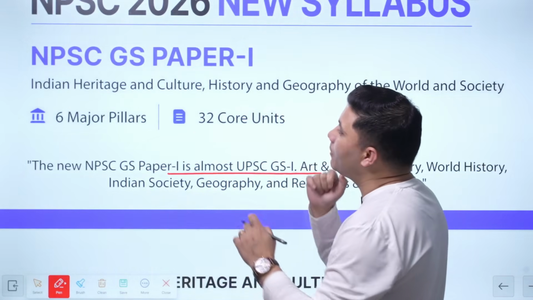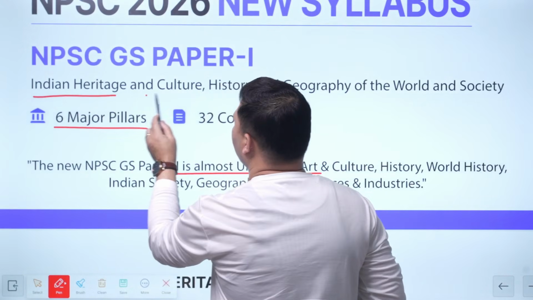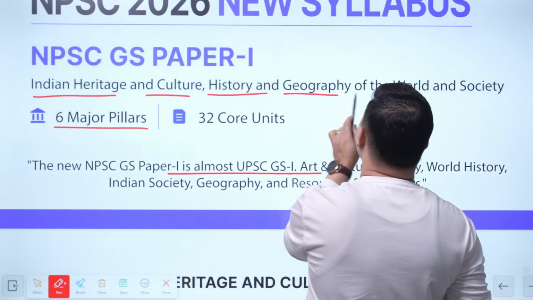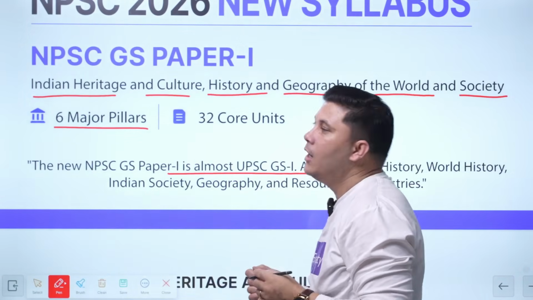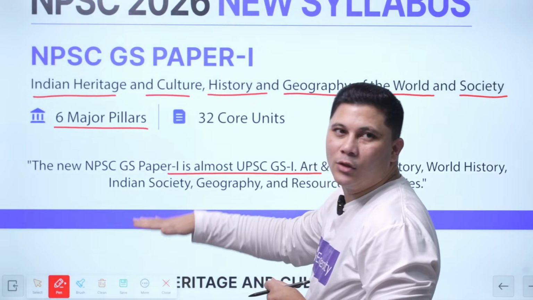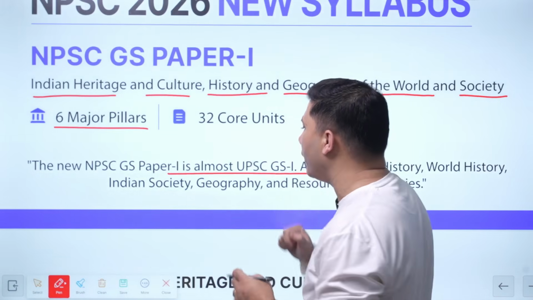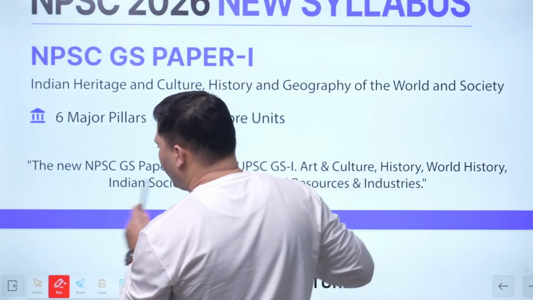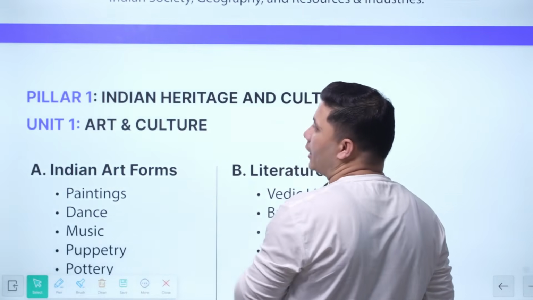So NPSC GS paper 1 has 6 major pillars. There is Indian heritage and culture, history and geography of the world, and the society. Getting the point. So in the rest of the class, we are going to decode the entire NPSC GS paper 1. If you see here, pillar 1 is Indian heritage and culture.